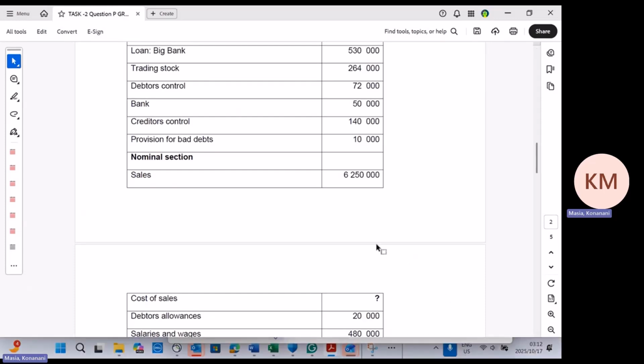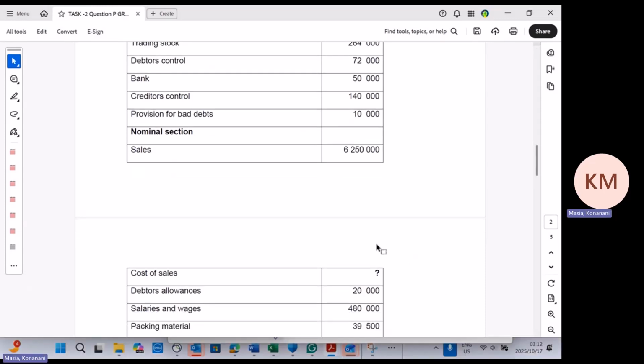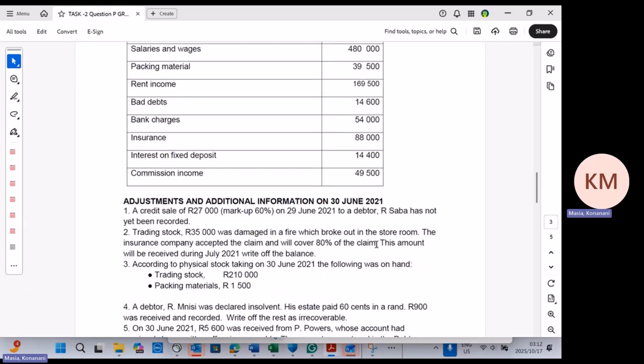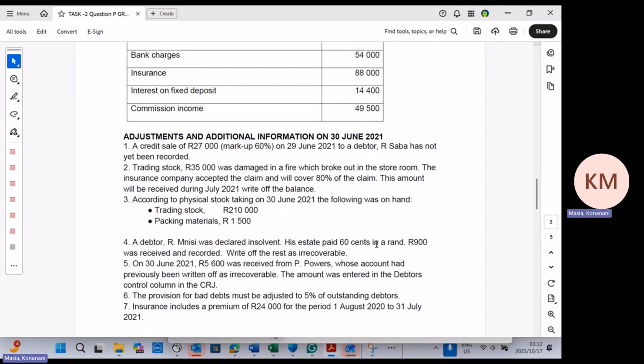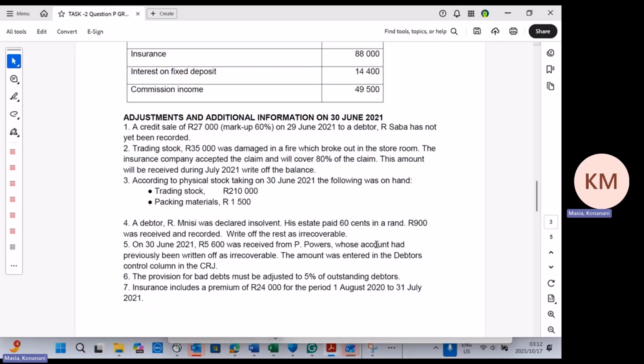Now let's see from the information provided, especially on your adjustments. I've been told that trading stock, as I said, is going to be part of trading. We're going to deal with that. I'm looking for anything that has to do with other operating income.